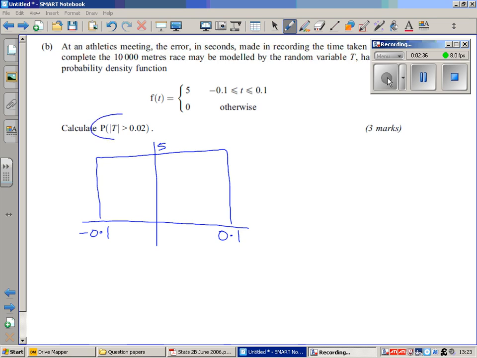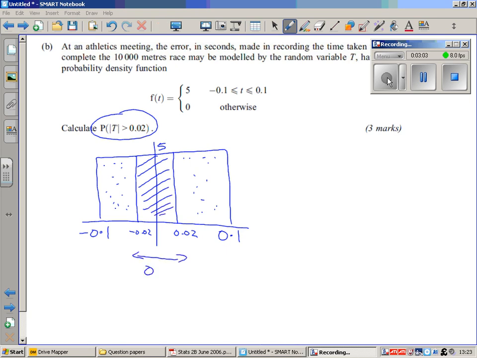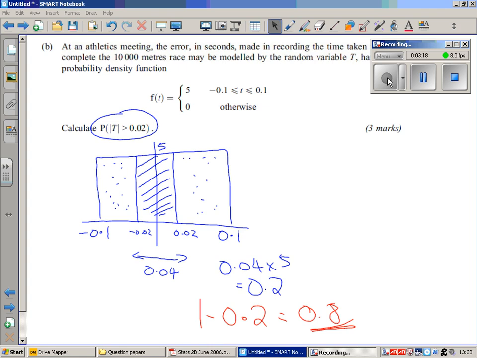Now we're being asked to find out when it's the probability of the modulus of t being greater than 0.2. So, well, this bit here is 0.02. Let's go down here at minus 0.02. And what we're really trying to do is find out this area and this area. Well, it'd probably be simpler just to find out what this area here is. This area here, it's 0.04 wide and 5 high, so 0.04 times 5 is 0.2. We don't want that bit, we want the other bit, so 1 minus 0.2 gives the probability of 0.8 for the bit that we need.